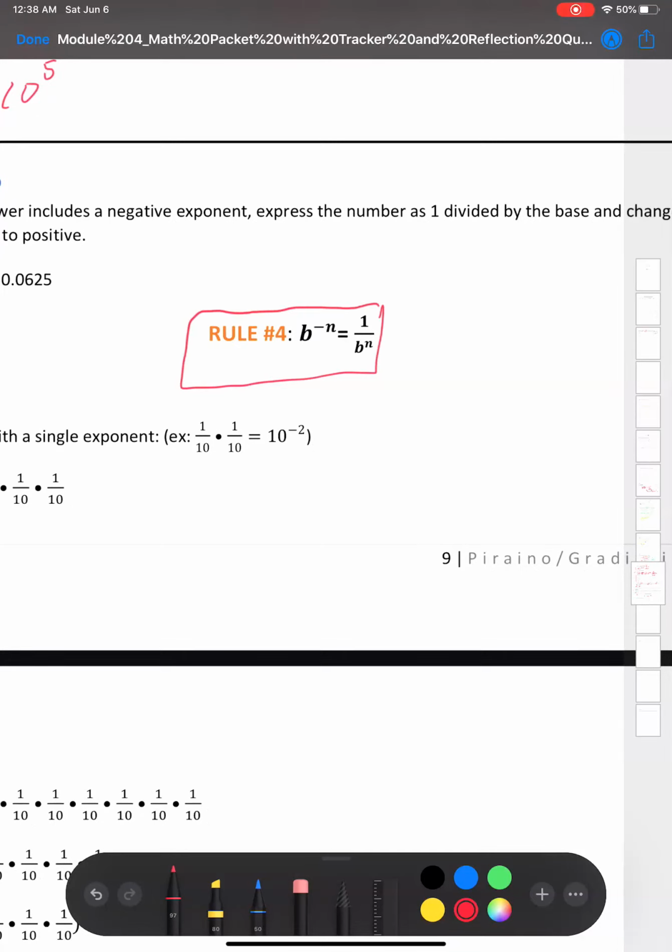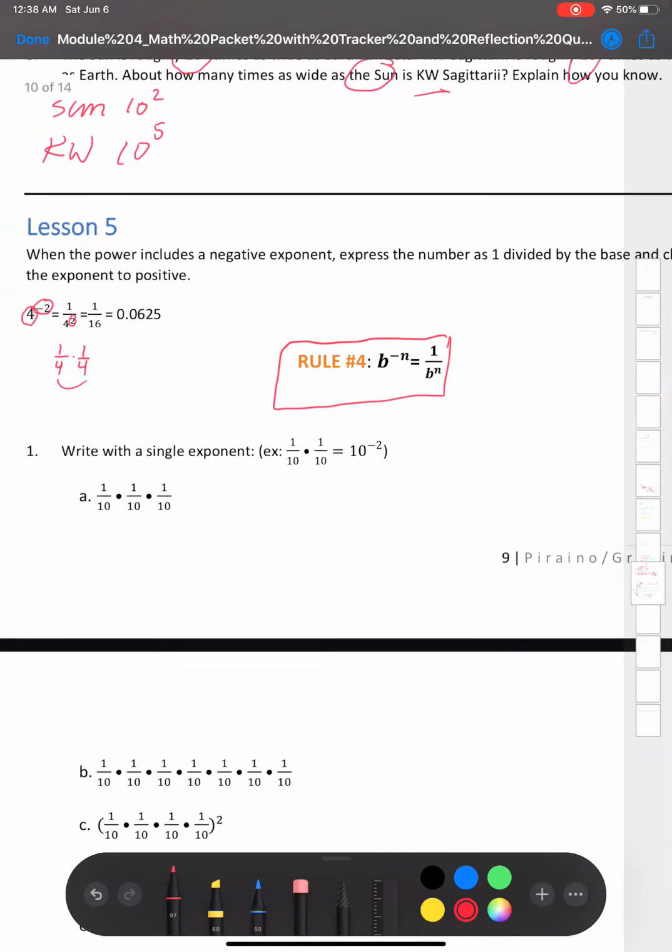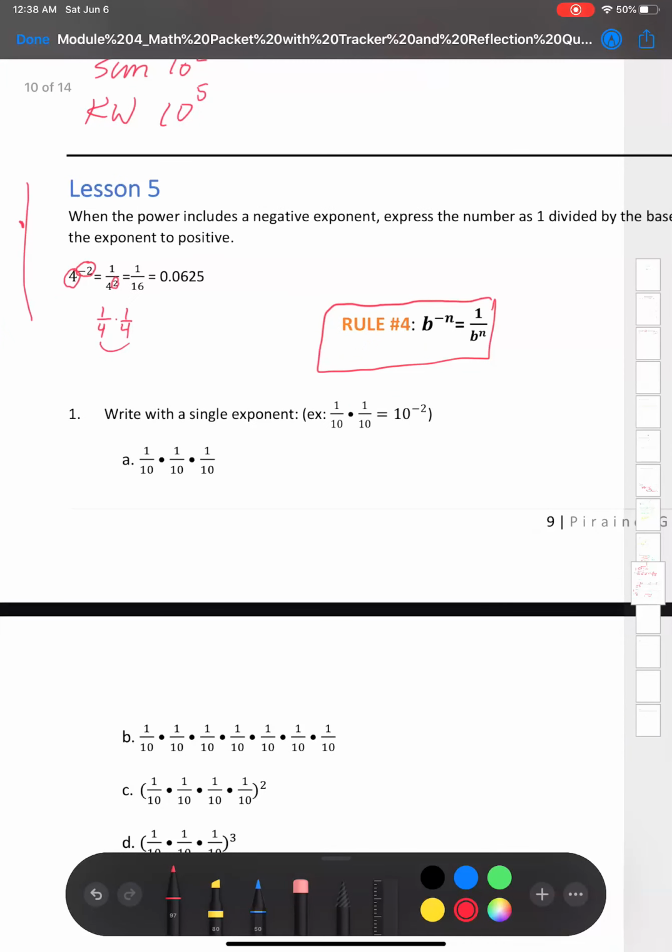We have gone through a few of these, and actually I believe your module 2 packet, which was the paper packet that was included in your red, yellow, green folders, I'm not sure which color you guys got, pretty much dealt with mostly negative exponents. So this should actually be kind of a review for you. All right, but here's the general rule.